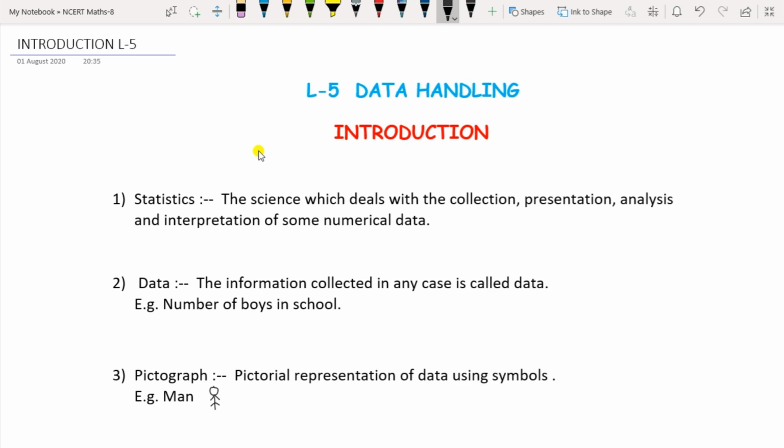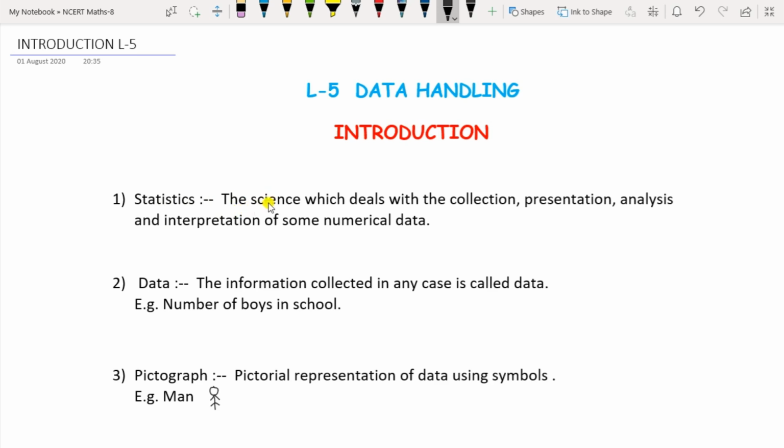Today we are going to see the introduction of lesson number 5, data handling. So here we are going to study about various definitions. The first one is: what is meant by statistics? This data handling comes under the study of statistics.